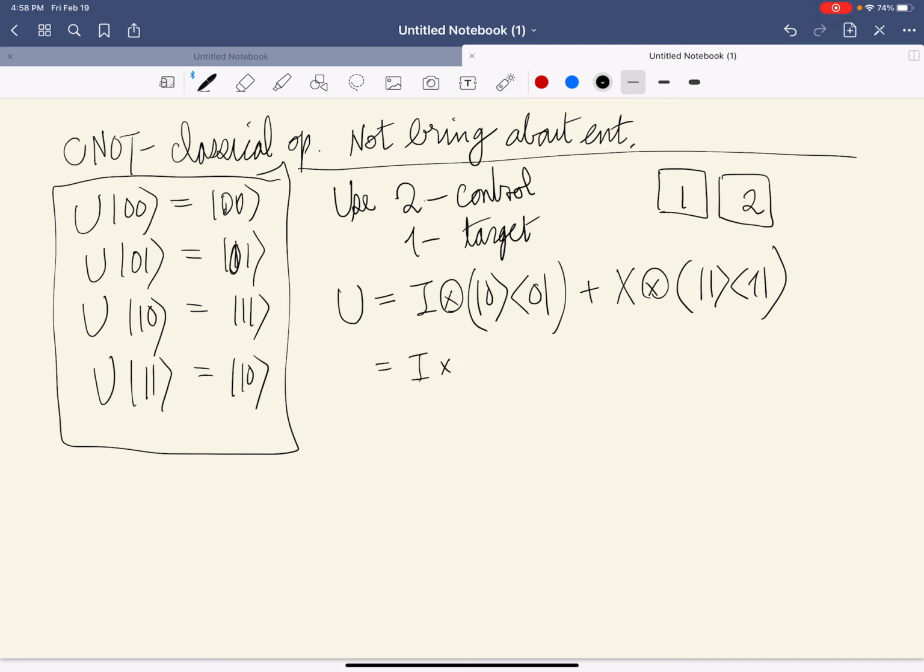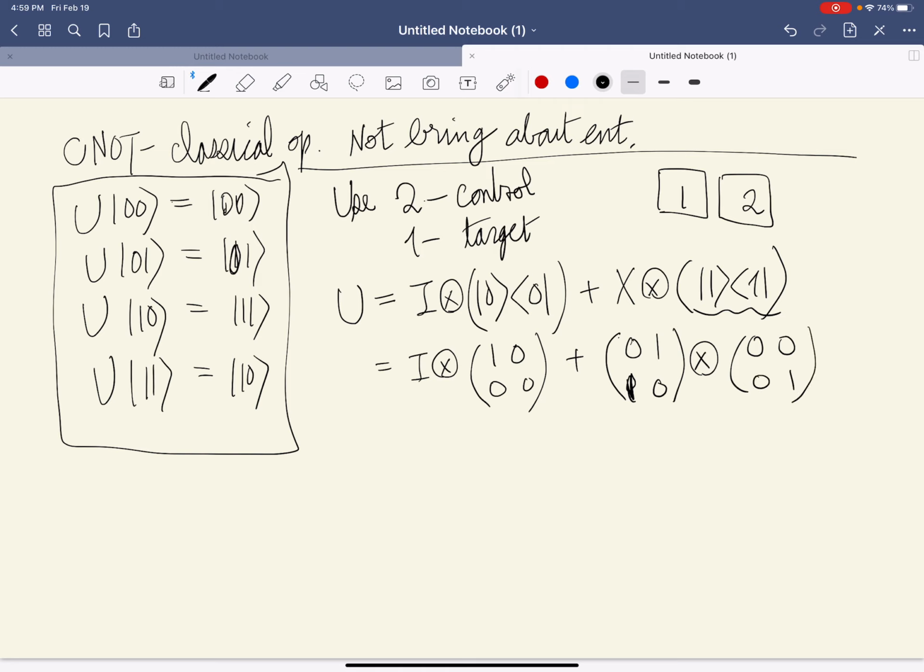Okay, so that is this, and X is that, and this one over here is 0, 0, 0, 1. So when you take a tensor product of these two matrices, you get one.